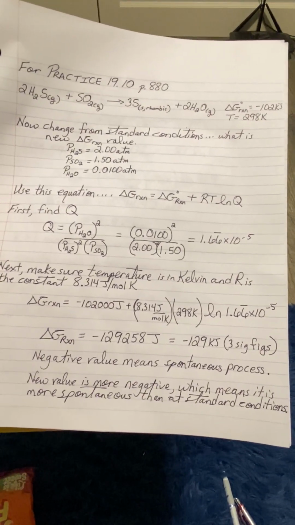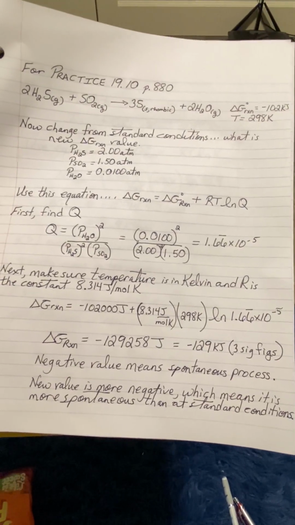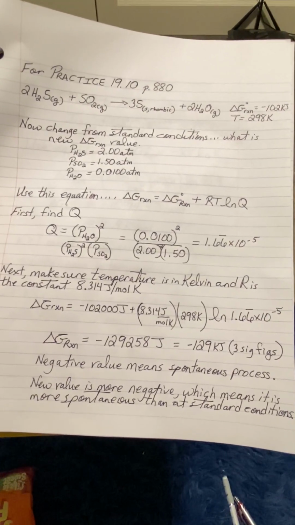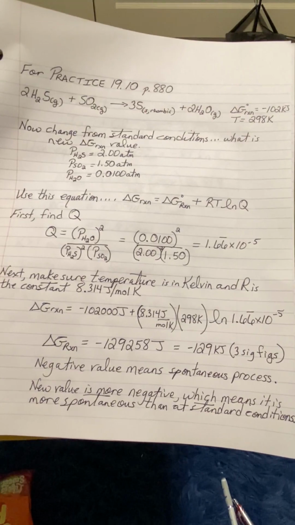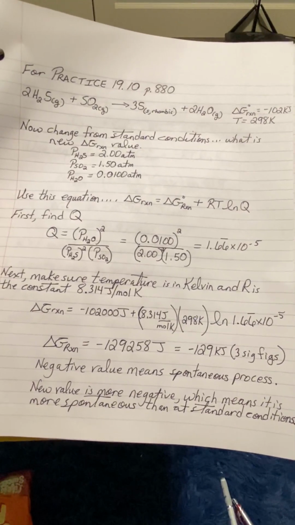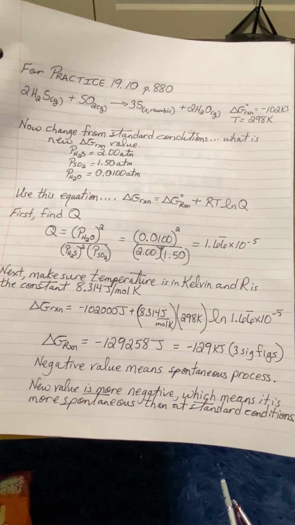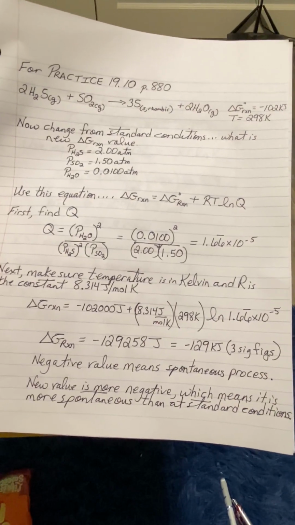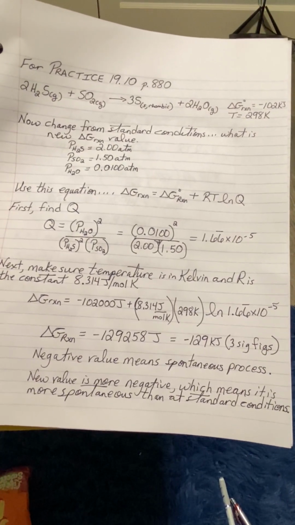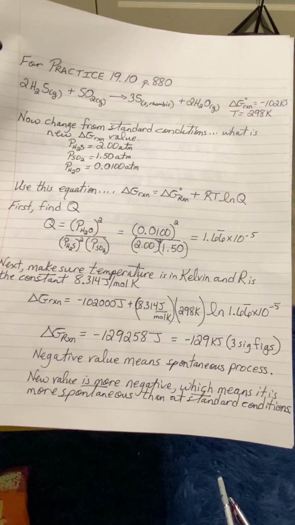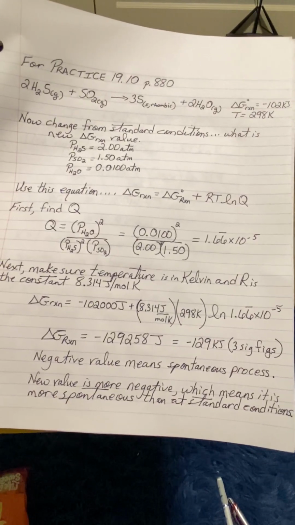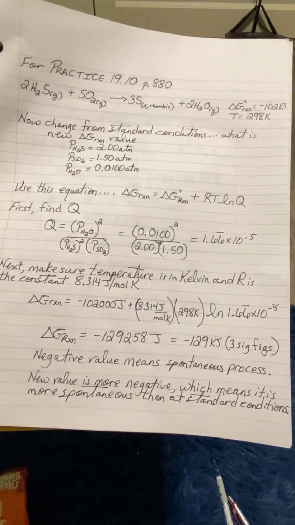Remember, if deltaG is negative, that means the reaction process is spontaneous. No outside sustained energy input is needed. Okay, the new value is more negative, which means it is more spontaneous than at the standard conditions.